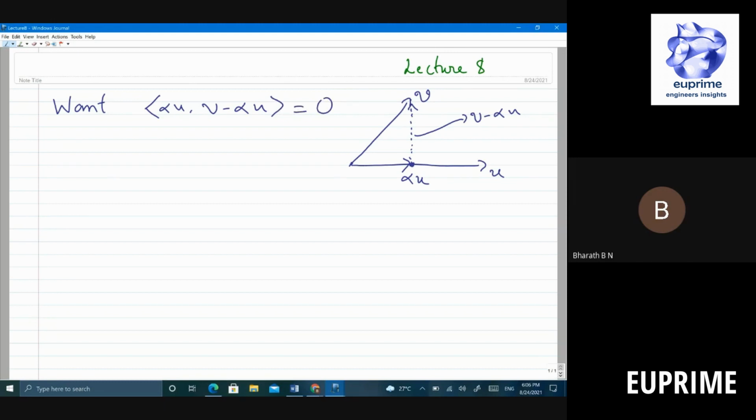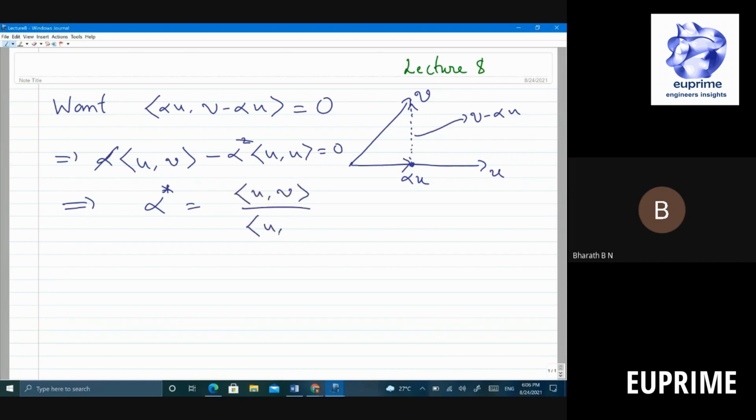So what is that? It will be alpha times the inner product of u and v, using linearity of inner product, minus alpha square times the inner product of u with u, equal to 0, right? So this implies alpha star will be the inner product of u and v divided by the inner product of u and u, right? So this is what we get.